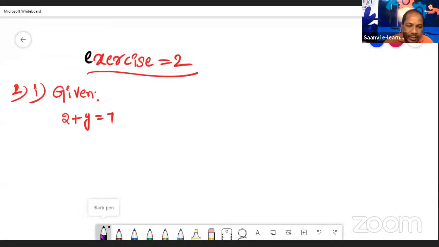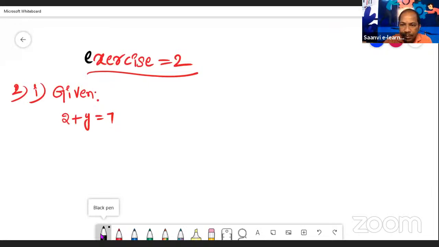Solving an equation is nothing but what I told you yesterday: we have to find the value of the given variable. A variable is nothing but any alphabet: A, B, C, P, Q, R, X, Y, Z, like that. So here in this equation, what is the variable? The variable is Y. It means we have to find this value of Y. So to find this value of Y, what extra is there?